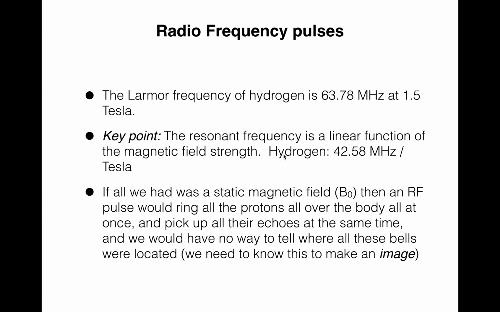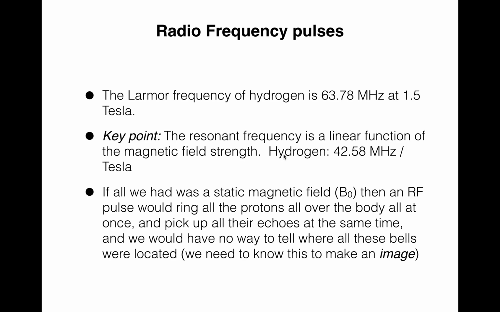And a key point that we're going to build on over the course of this is that the resonant frequency of a given atom is a linear function of the magnetic field strength. So for hydrogen, it's 42.58 megahertz per Tesla.